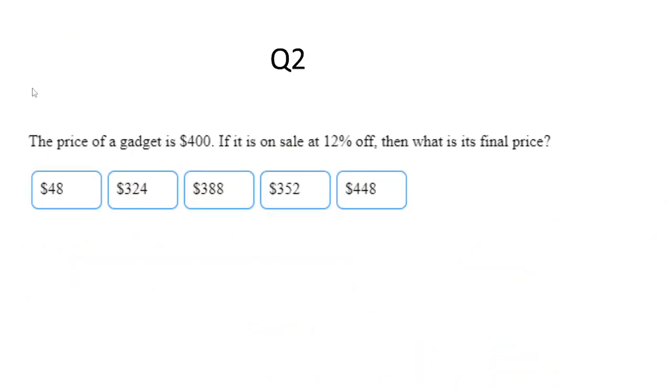Question number 2. Let's say the price of a gadget is $400. That means it's talking about the full amount, $400, which is B. I forgot, I have to write the formula, which is A over 100 multiplied by B equal X. Now I got B. If it is on sale at 12% off, so 12% would be A. Then what is the final price?